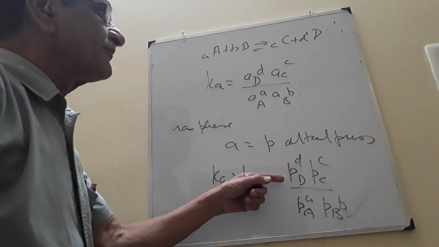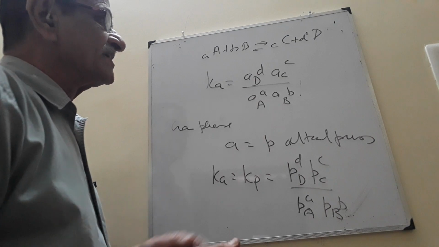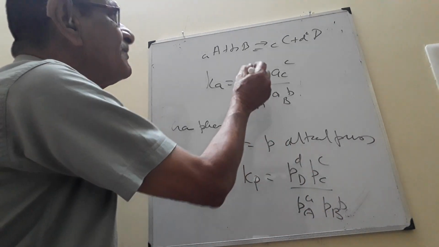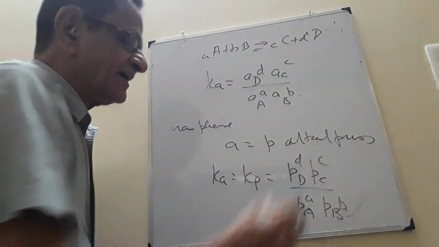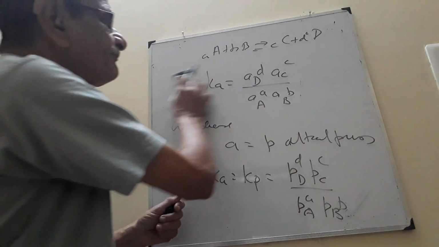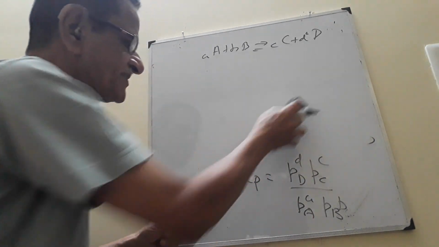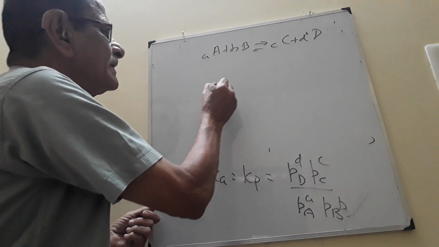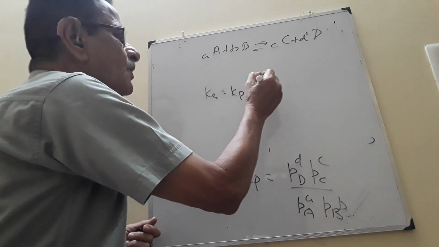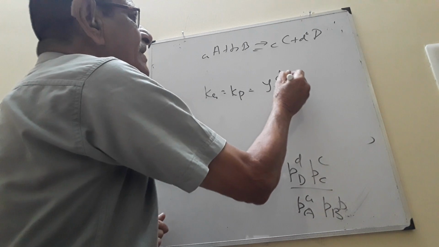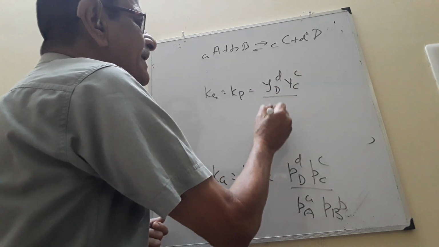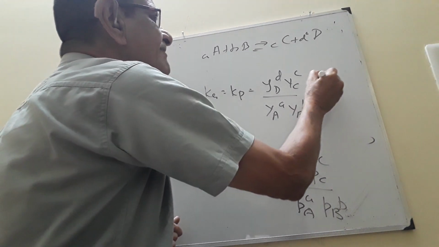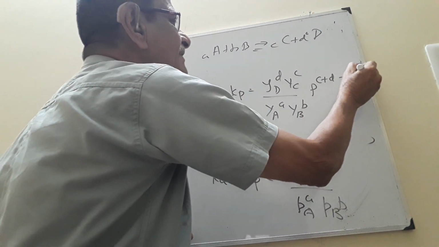Pd is the partial pressure of D in the gas equilibrium mixture. Pc is the partial pressure of C in the equilibrium mixture. Similarly Pa and Pb. The a, b, c, d are these constants. Now partial pressure can be written, except for high pressure reactions, using Dalton's law, and we write Ka equal to Kp equal to Yd power d, Yc power c, over Ya power a, Yb power b, into P power (c plus d minus a plus b).